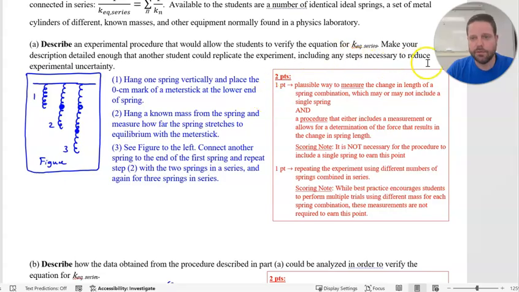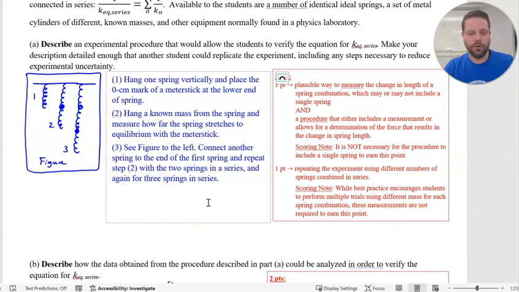Now whenever I see reduced experimental uncertainty, I'm going to try and make some kind of a comment in there to try and do that. I should note here that the scoring guidelines do not require me to do that. You can see here it is not necessary for the procedure to include a single spring, and although it's good practice, we don't need to perform multiple trials using different masses for each spring combination to earn that point.